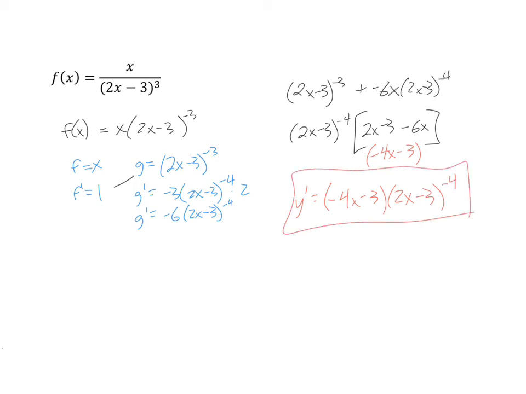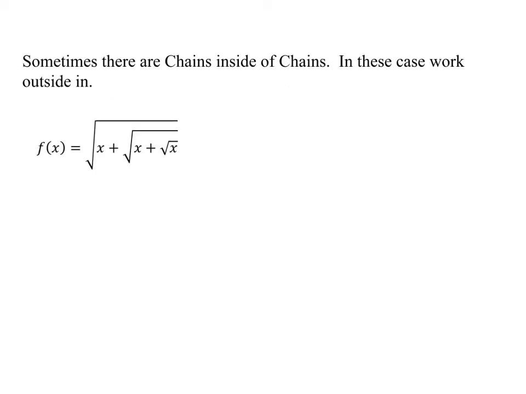Okay, so with these, do the product chain combo. You don't want to try to do quotient. You can try quotient if you want. It'll end up being the same thing, but it does take a few more steps to simplify.